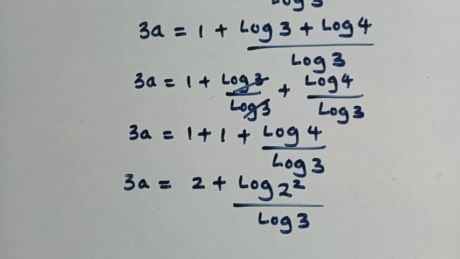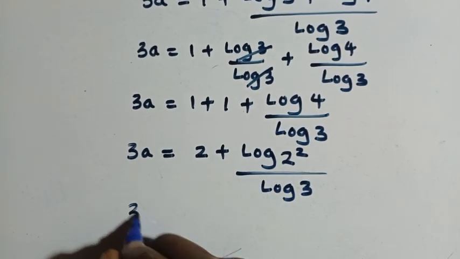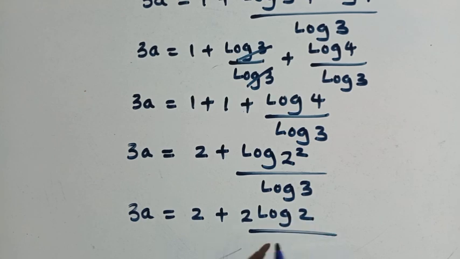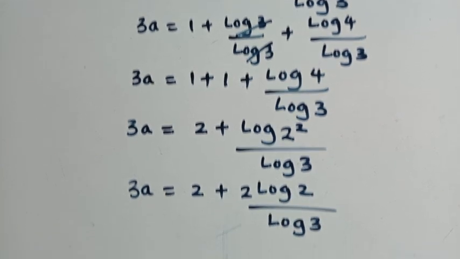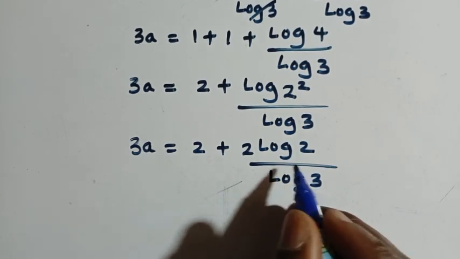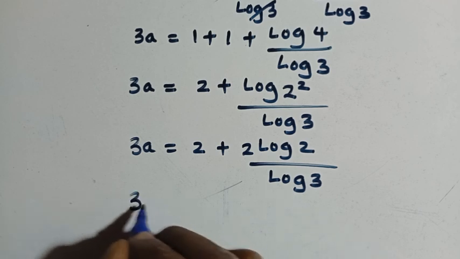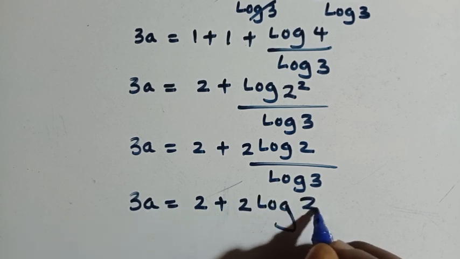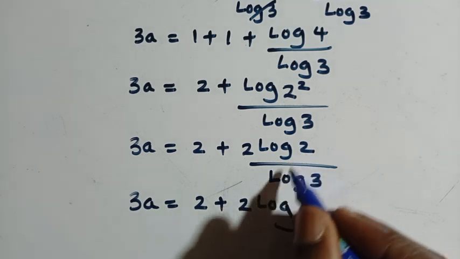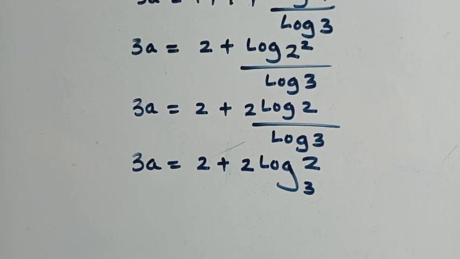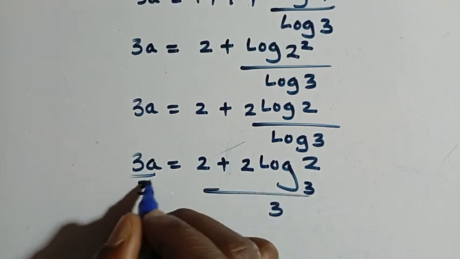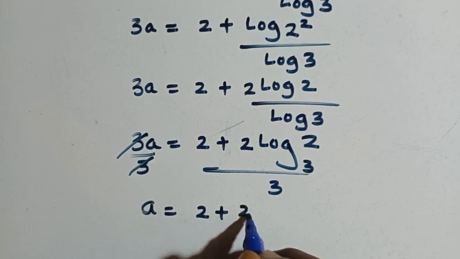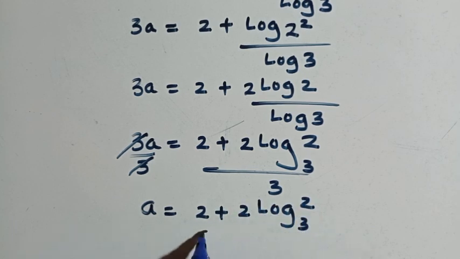Applying the rule of log and bringing the 2 down, we have 3a equals 2 plus 2 log 2 divided by log 3. In the next step, log 2 divided by log 3 can also be written as log 2 base 3, so 3a equals 2 plus 2 log 2 base 3. Then let's divide both sides by 3, so 3 cancels 3, and we have a equals 2 plus 2 log 2 base 3, all divided by 3.